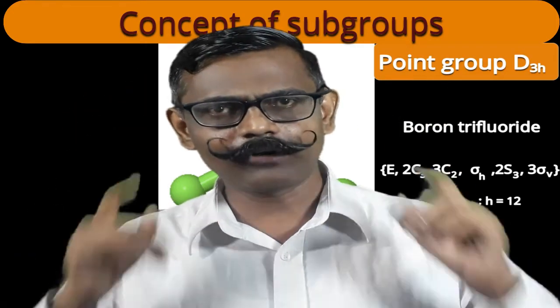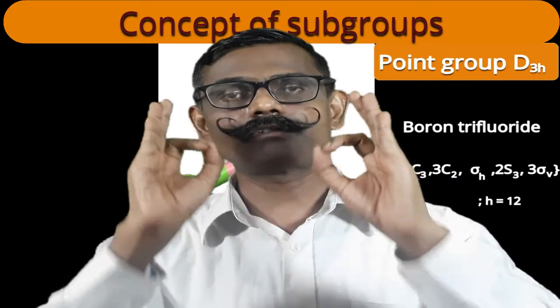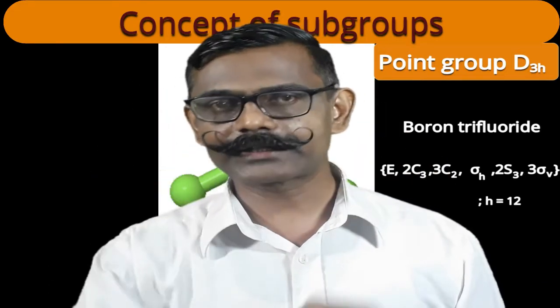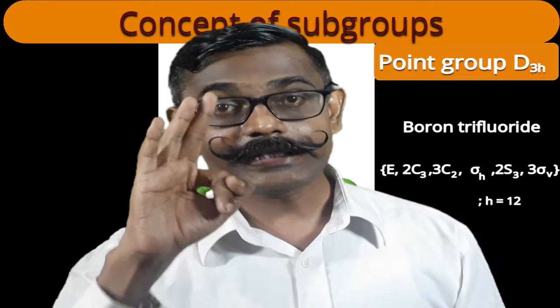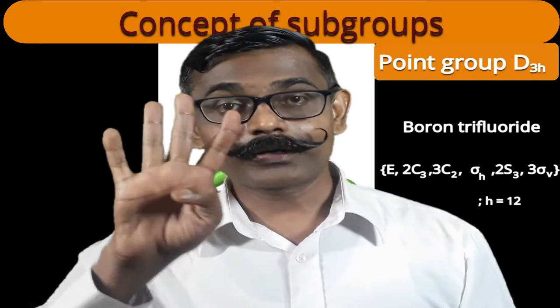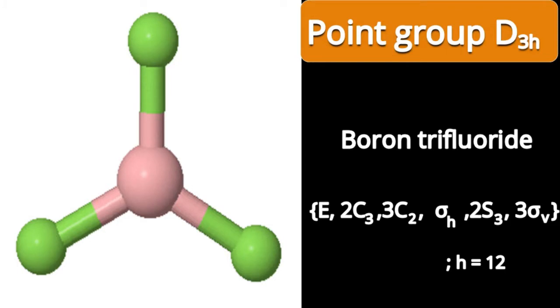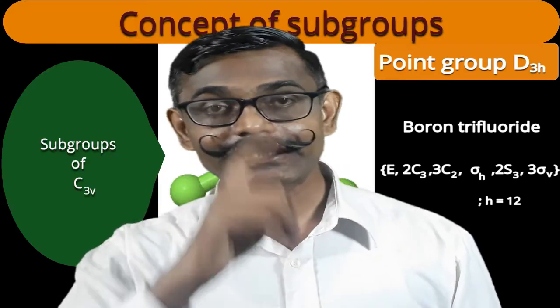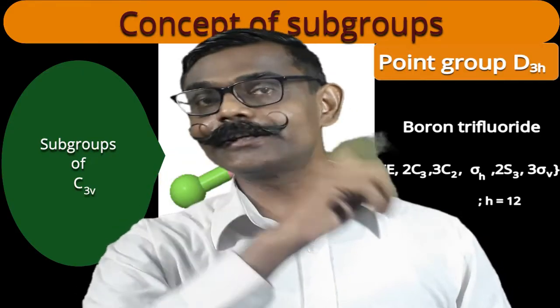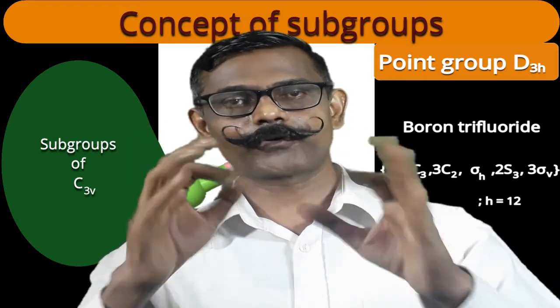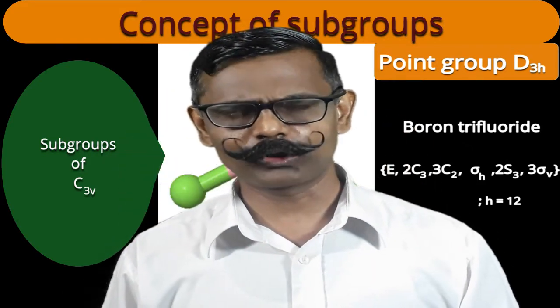If I have to sum up for the D3h point group, we are getting 12 subgroups. C1, that's a trivial subgroup. 3 C2 category subgroups. 4 CS subgroups. 1 C3 subgroup. 1 C3h subgroup. 1 C3v subgroup. 1 D3 subgroup. So total 12 subgroups for the D3h point group.